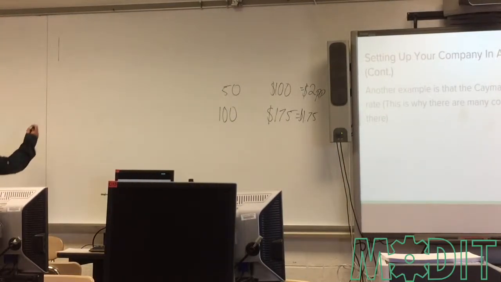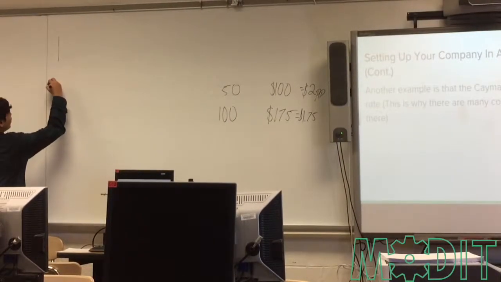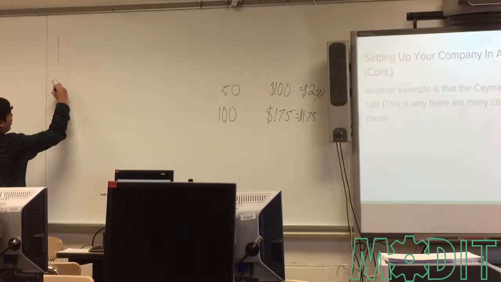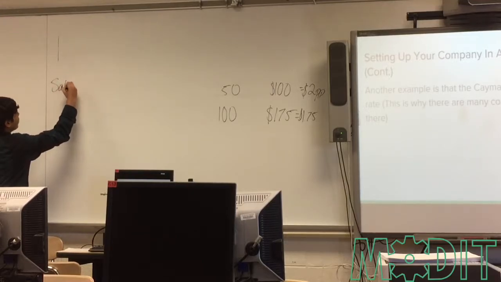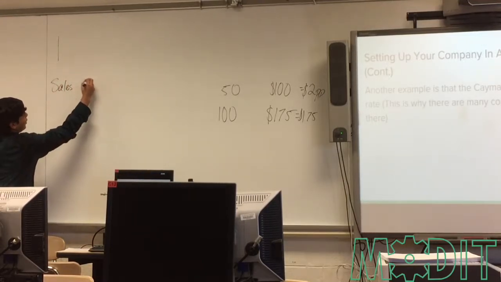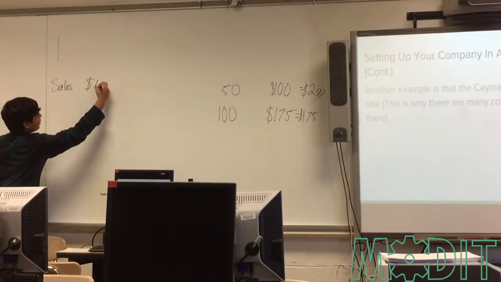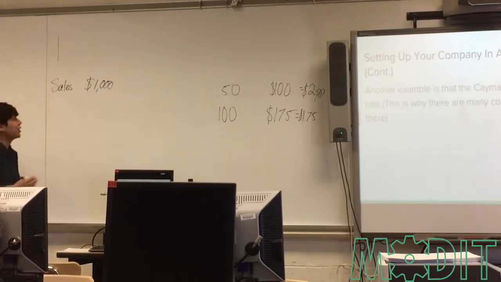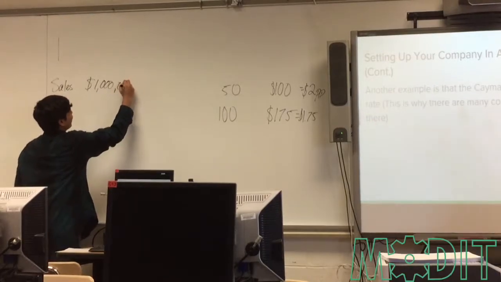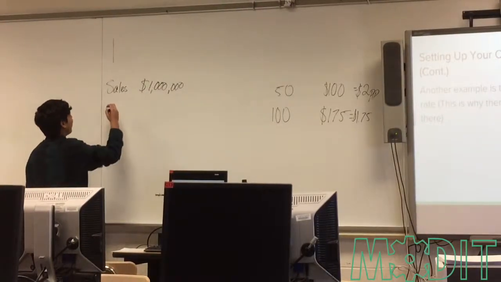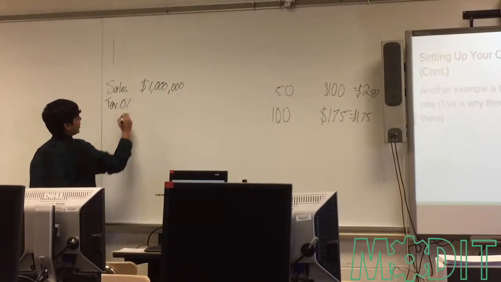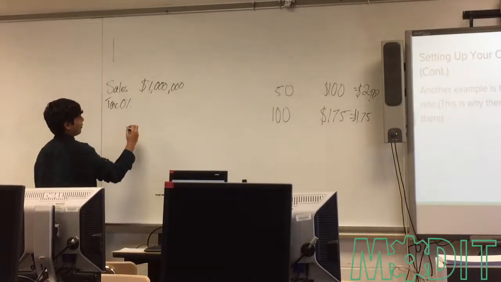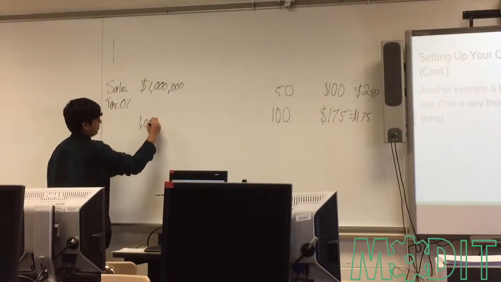So if your revenues, actually I'm going to put it as sales. Sales and revenue are pretty close. Sales is, I don't know, $1 million. Yeah, so I realized how short I was. And if you have a tax rate of 0%, you basically have $1 million now.